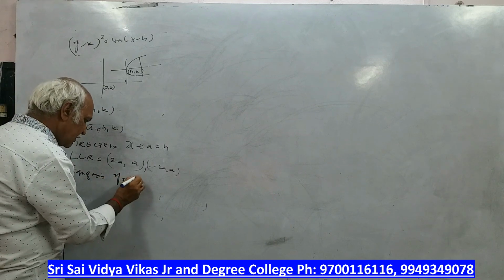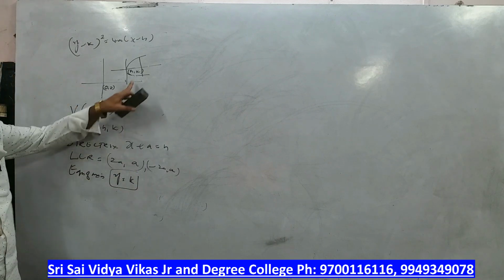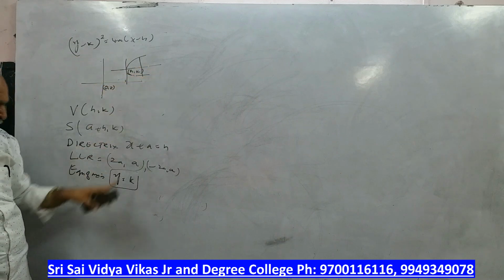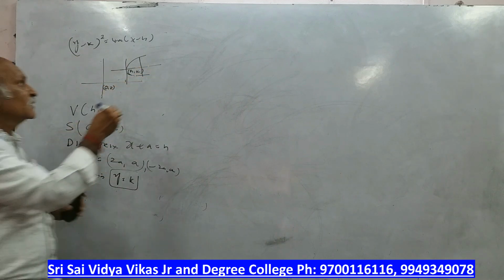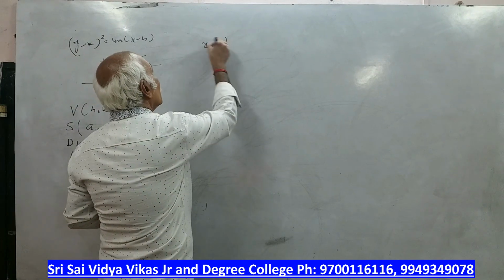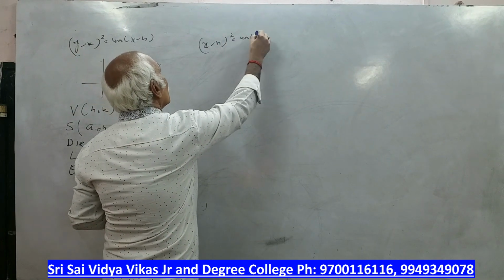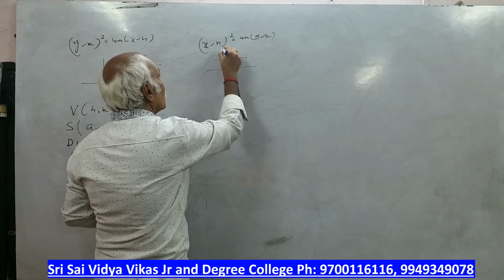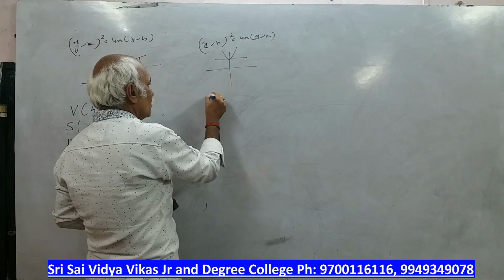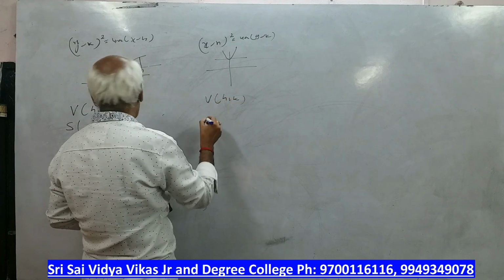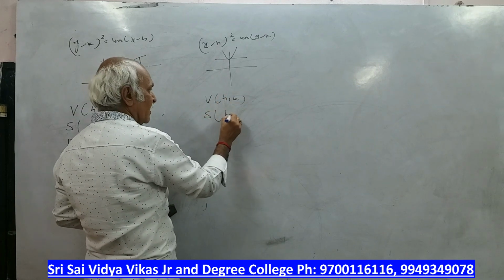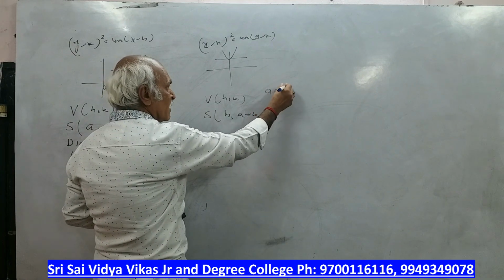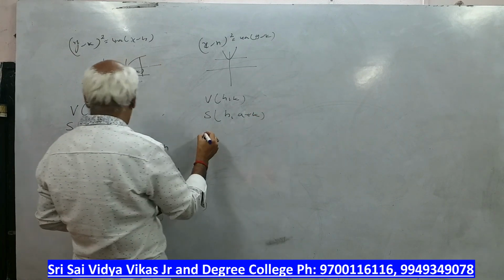y is equal to k. Why? Because the axis has become from origin, the x axis has shifted here, so it becomes y is equal to k. Okay, similarly, y minus k. Like this. So what will happen? Vertex is h comma k, focus is h comma a plus k. Observe there, it was 0 comma a, now it becomes h comma a plus k.